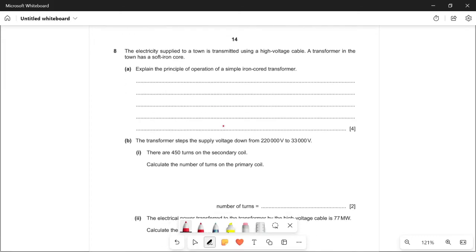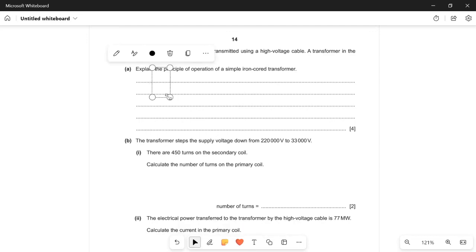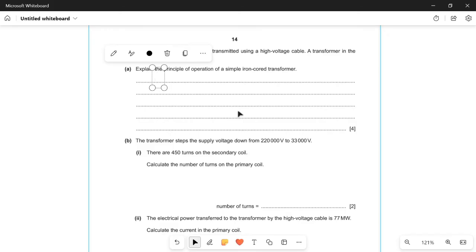Number 8. The electricity supplied to a town is transmitted using a high voltage cable. A transformer in the town has a soft iron core. Explain the principle of operation of a simple iron core transformer. So in a transformer, what happens first is an AC current is passed through the primary coil.